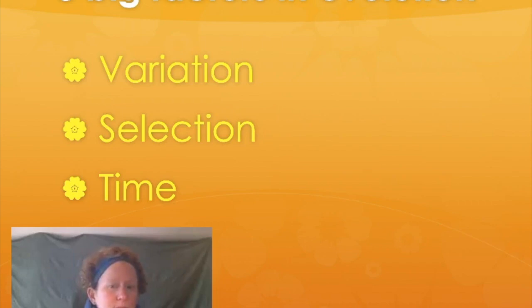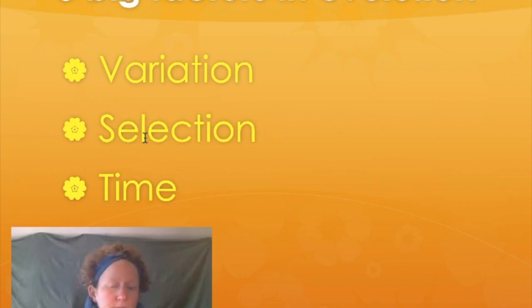Let's remember that natural selection is the engine of evolution. It's what drives evolution, and in order for evolution to happen, we need three main things. We need variation, that's differences among individuals in the population. There's lots of that in humans, you can see it.